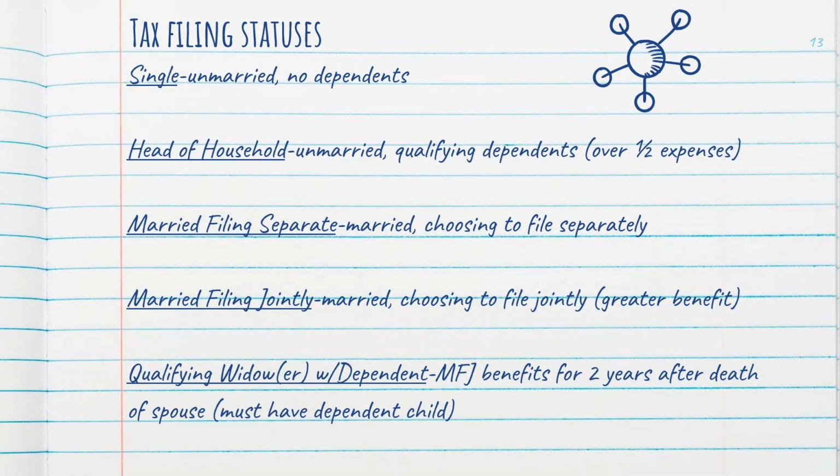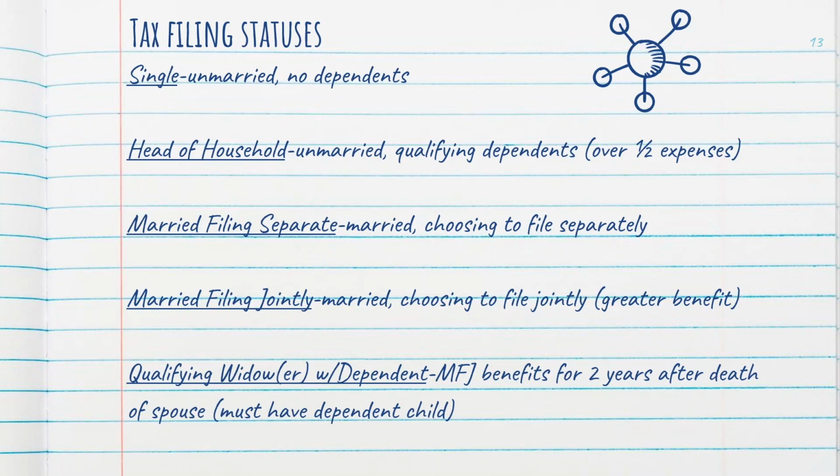The first filing status is single. This is an individual that is unmarried and has no dependents. The second is head of household. This is an individual who is also unmarried but has at least one qualifying dependent who they provide over 1/2 of their expenses for.